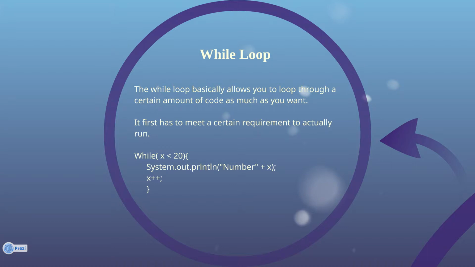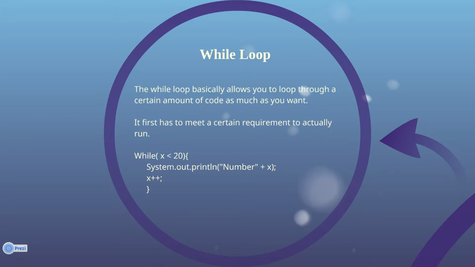Here is an example. We have while x is smaller than 20. You type while, and then put brackets around your requirement. So I say x is smaller than 20. Now let's execute the code. System.out.println number plus x. So it prints out number plus x, and for example x is 1. It'll just show number and a 1.